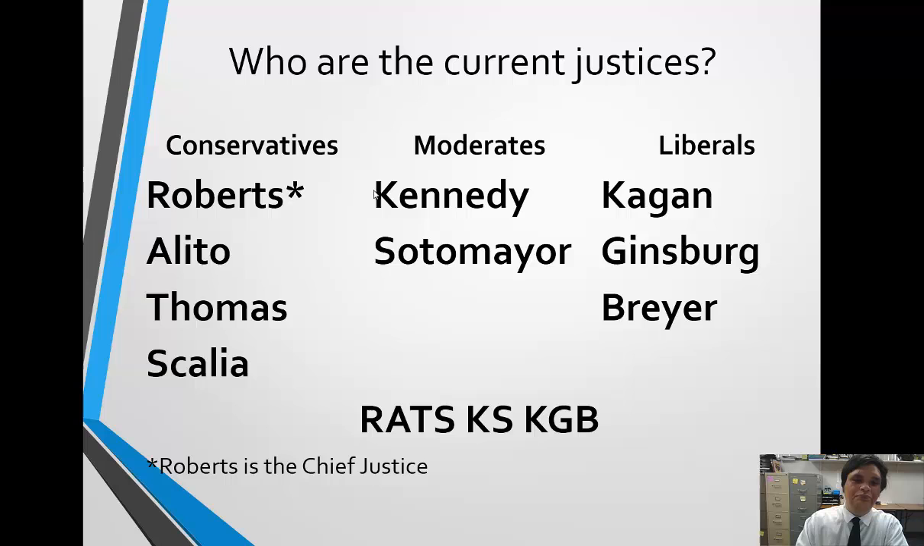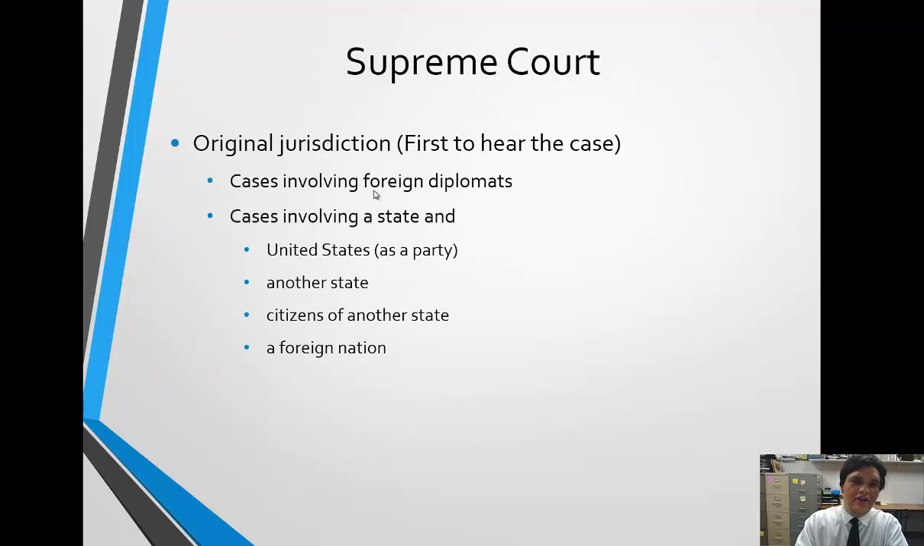All right. Moving on about the Supreme Court here. The Supreme Court is very unique because it has original jurisdiction as well as appellate jurisdiction. So what is original jurisdiction? Original jurisdiction means that they are the first ones to hear the case. They are the first ones to hear the arguments and decide on it. And it's very rare that the Supreme Court has original jurisdiction.